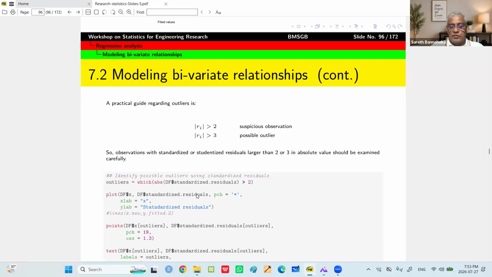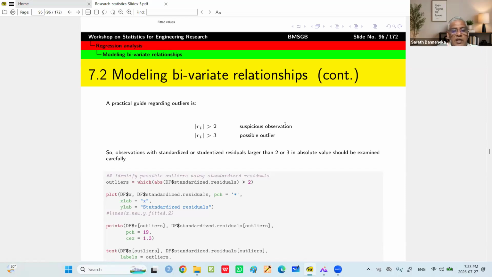Some books suggest this kind of criterion. If the absolute value of R is greater than 2, maybe it's a suspicious observation. If the absolute value of R is greater than 3, possible outlier. So this is only a suspicious observation. If possible, it's better to go back and check what those observations are, and whether there was an error in recording and so on. So observations with standardized or studentized residuals larger than 2 or 3 in absolute value should be examined carefully.